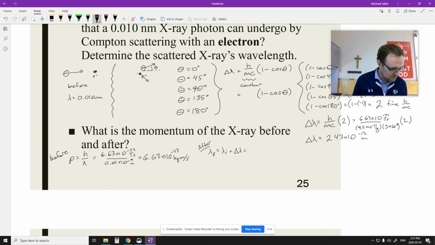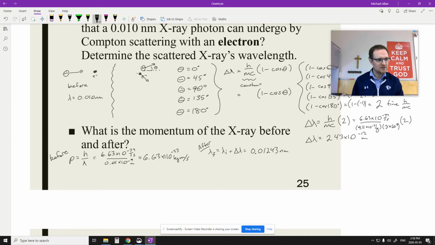So what do we have here? 1.01. I'm going to add on this. Ooh, I should add more sig digs to that, but I've lost my sig digs. And I'm just going to quickly change it back into nanometers to see what it looks like. So my new wavelength is going to be 0.01243 nanometers. So I add those two together. That's what it ends up being.